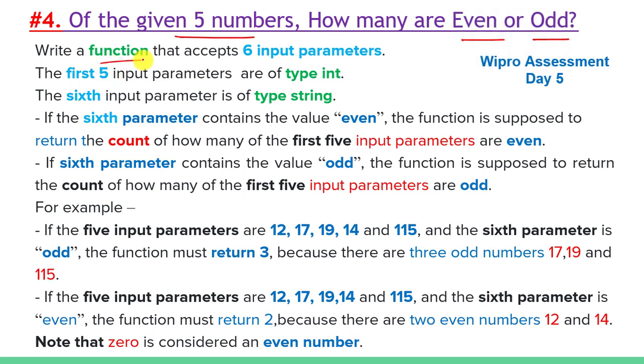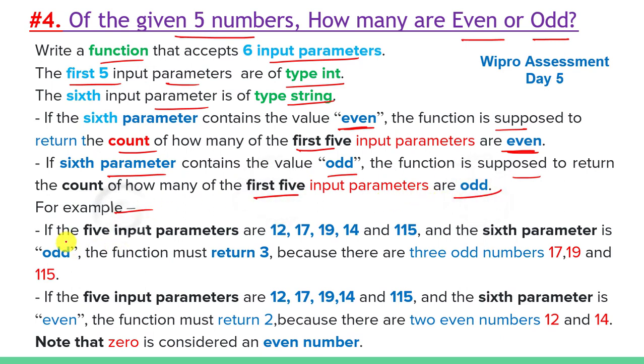Here we have to write a function that accepts 6 input parameters, out of which the first 5 input parameters are of integer type and the 6th input parameter is of type string. Here it is given that if the 6th parameter contains the value even, the function is supposed to return the count of how many of the first 5 input parameters are even. Similarly, if the 6th parameter contains the value odd, the function is supposed to return the count of how many of the first 5 input parameters are odd.